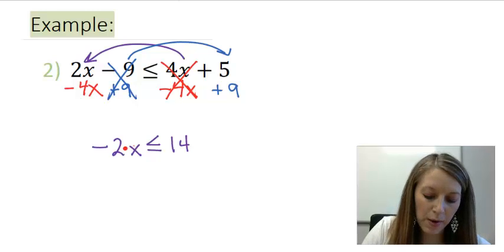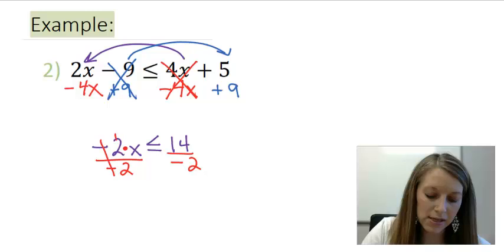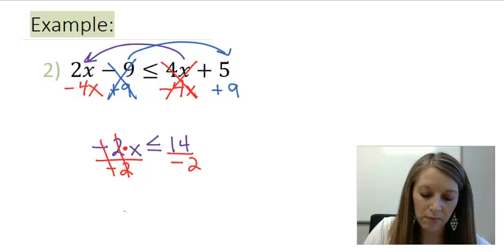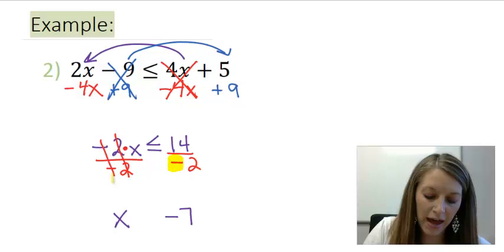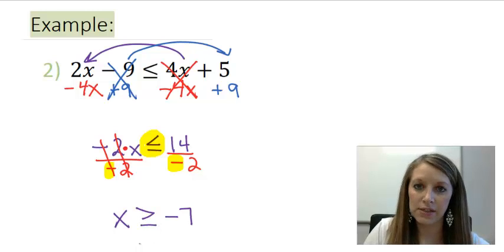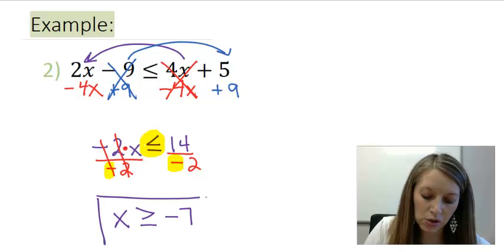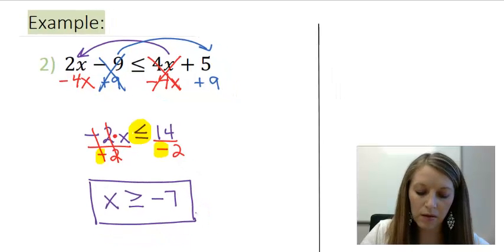Now, to get x by itself, my opposite operation is to divide by a negative 2. That cancels out my negatives and my 2, leaving me with x on the left. 14 divided by negative 2 gives me a negative 7 on the right. But since I did divide by a negative number, then my inequality sign flips. So this becomes x is greater than or equal to negative 7. And there is my solution to this problem.